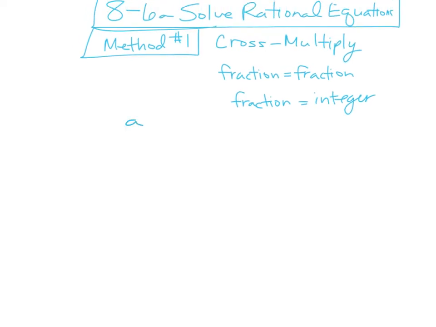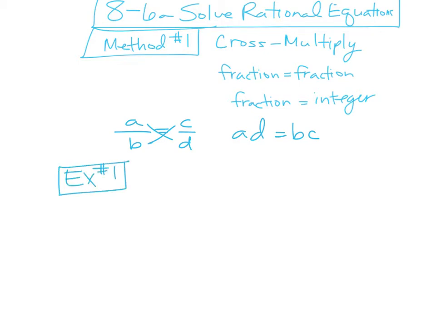If I have a over b equals c over d, and I want to solve for one of those variables, my first step is to say that AD equals BC. We're just cross multiplying within that proportion. So if we plug in some numbers, here's what you're doing. If I have 5 over 4x equals 2.